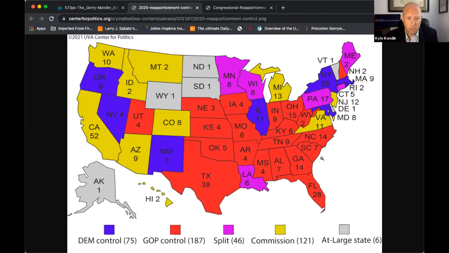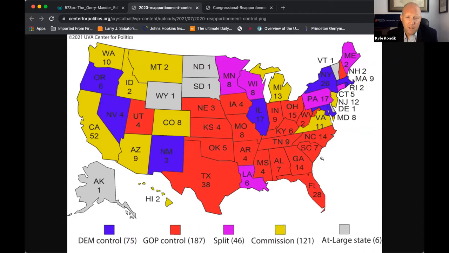There also has been a reform movement in recent years, particularly out west. Those are the states in yellow that have a commission system to draw new districts. That has been a growing reform over time, but most states draw their districts the same way that they always have, which is that the state legislature decides to draw the maps, and then usually the governor has veto power over the maps. Now, that's not always true in every state. North Carolina, for instance, is one state where the Democratic governor, Roy Cooper, does not have power to veto the maps that the Republicans would draw.